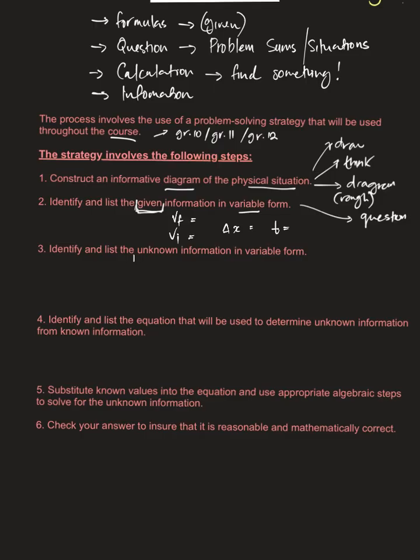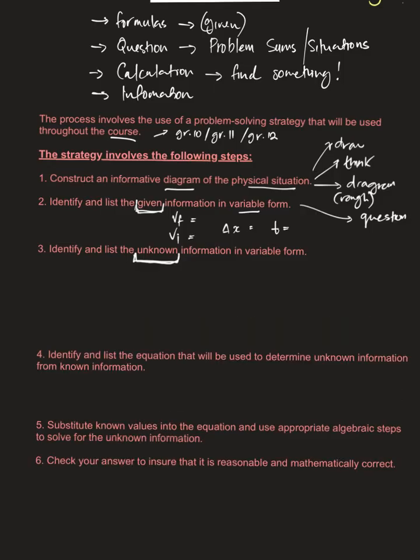After that, you must write down the unknown information. So our standard list is VI, VF, delta X, we've got time, we've got change in time, we've got acceleration, we've got change in velocity. So I've got all of this information.